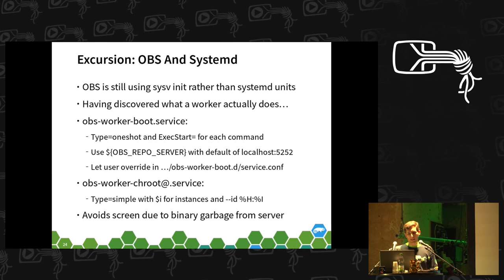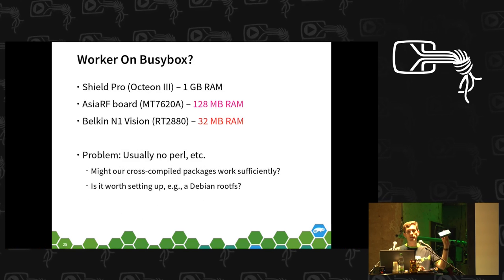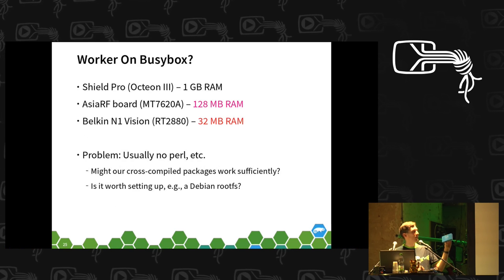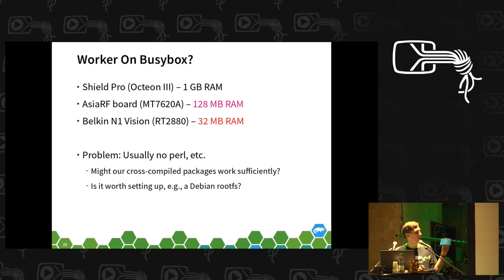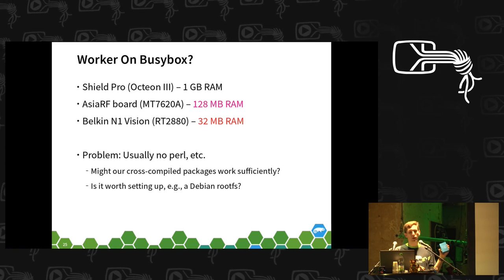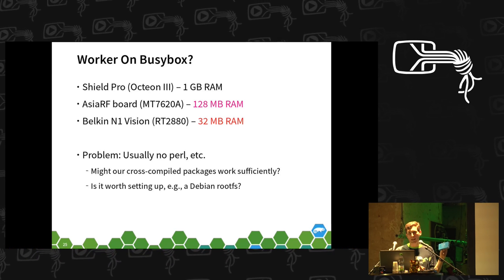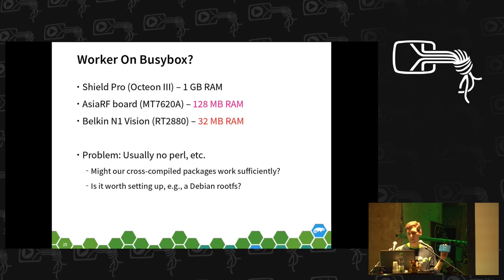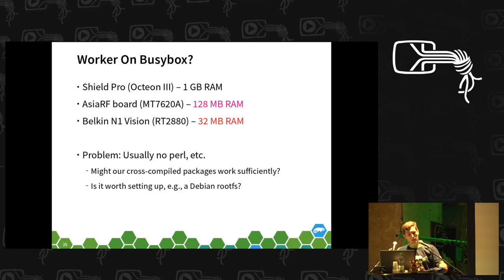Another idea was this 64-bit MIPS box, previously called the iGuardian on Kickstarter, then in this case called the Shield, but now it's called the Shield Pro. It's running on an Octeon 3 processor, which actually supports hardware virtualization, which was interesting to me as a virtualization developer.